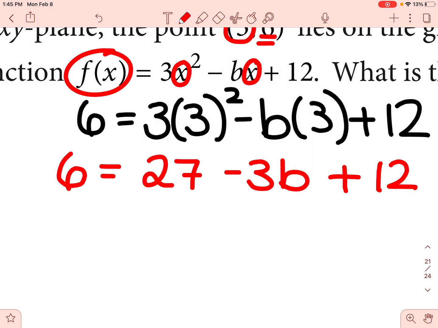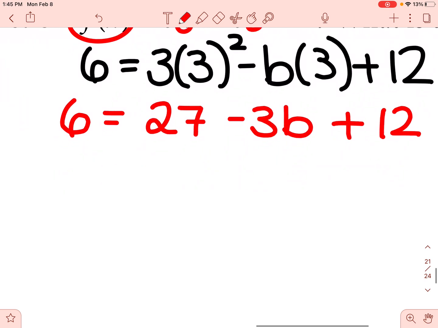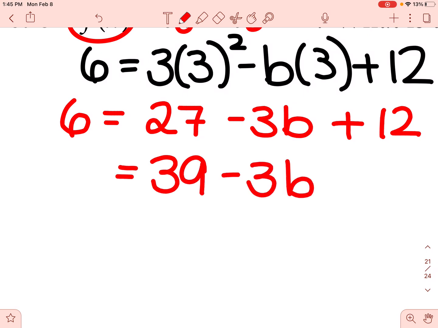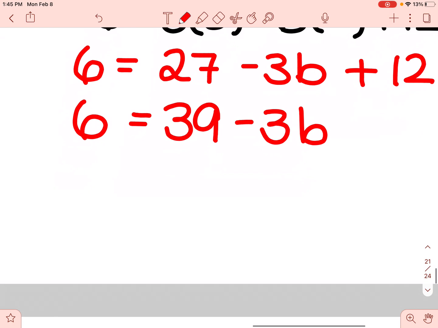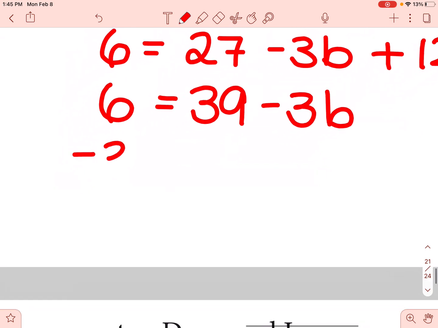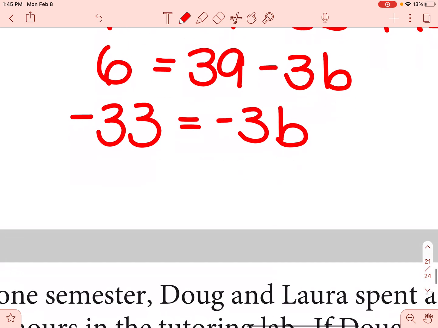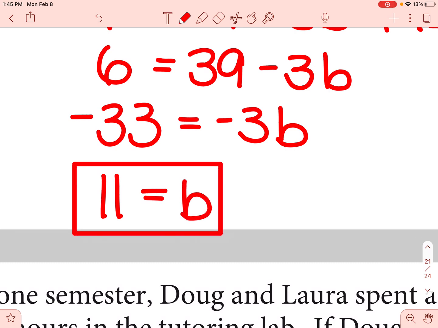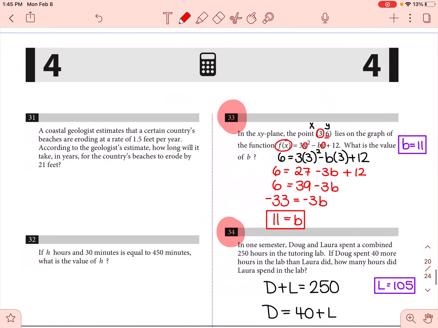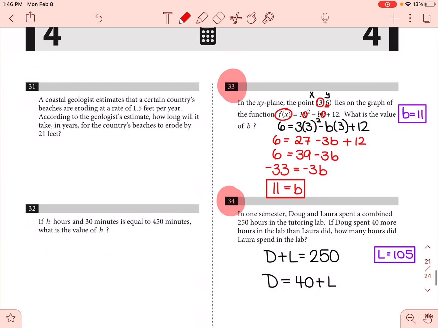Plus 12. So the 27 and 12 combine to 39. Minus 3b equals 6. Subtract over the 39. That gives me negative 33 equals negative 3b. And divide over the negative 3. So positive 11 equals b. And that's it, guys. We just plugged in that point (x, y) and solved for b.